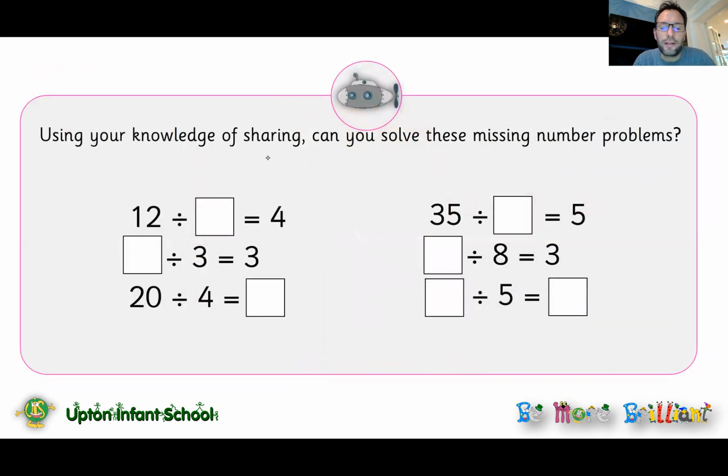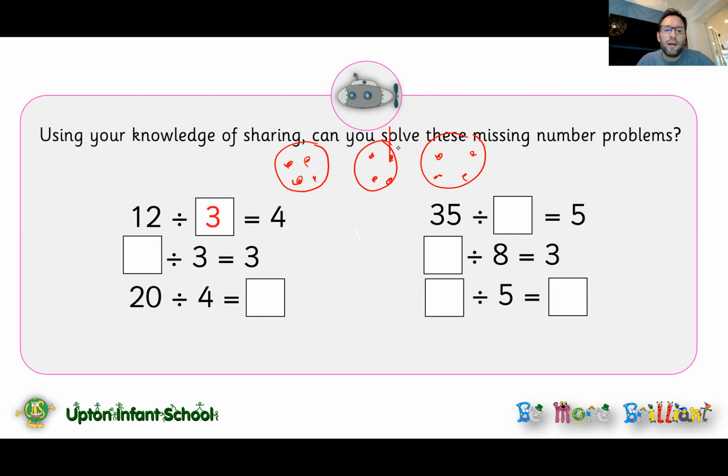And then on to our final challenge, our missing number problem. So for the first one, we've got 12 divided by something equals 4. So if we share them into equal groups, and there are 4 in each group, if I just jot this down for you, I have 4 in this group, 1, 2, 3, 4, then another 4, 5, 6, 7, 8, then another 4, 9, 10, 11, 12. That means I have put them into 3 groups. So the answer to that first one would be 12 divided by 3 equals 4.